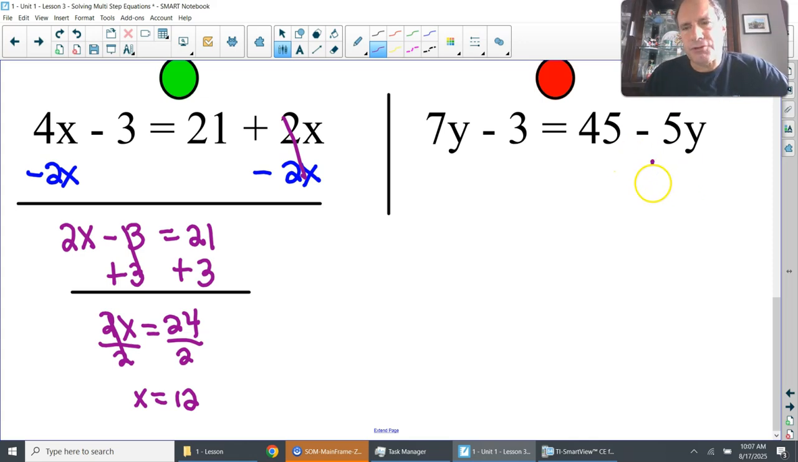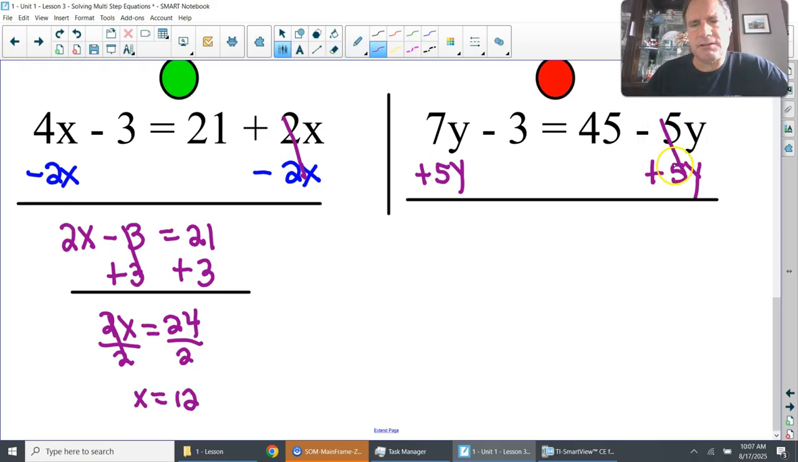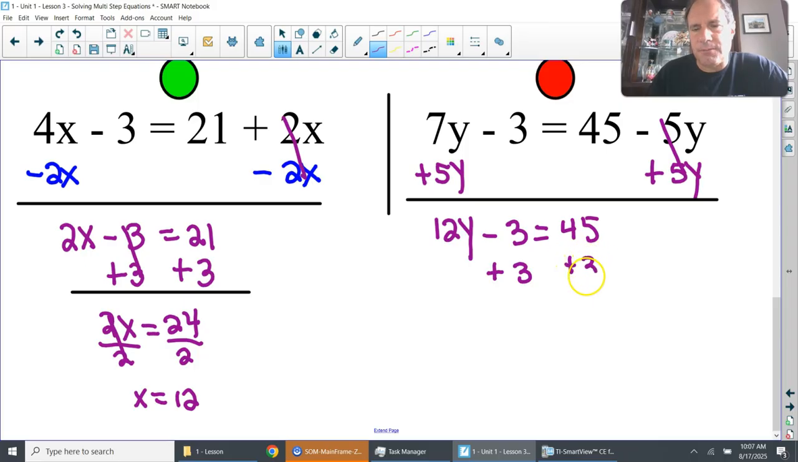I'm going to bring this smaller. The smaller is the negative 5y. I'm going to make that a positive because the inverse operation, the opposite of negative, is positive. So I'm adding 5y to both sides. This cancels. And then 7 plus the 5 is 45. And then you have a two-step equation. So you add 3 on both sides.